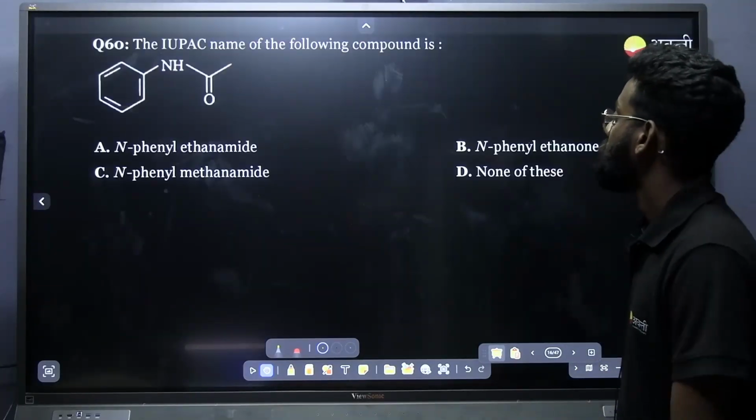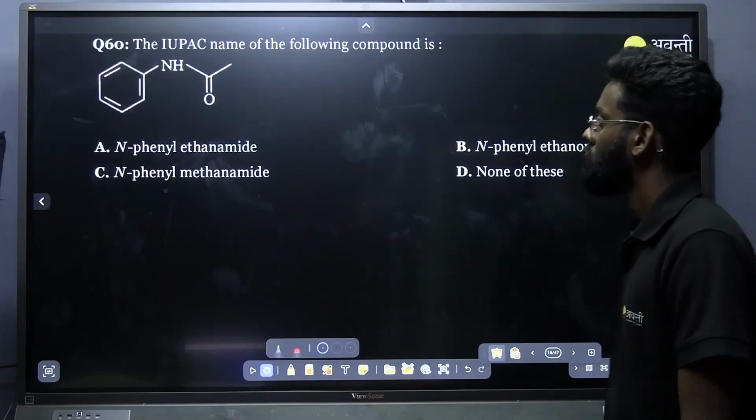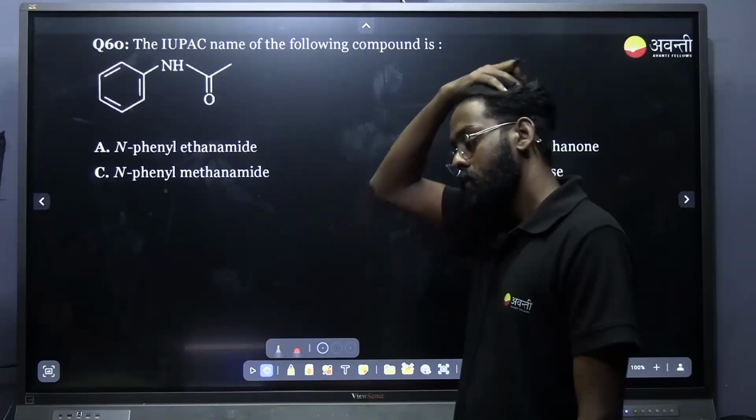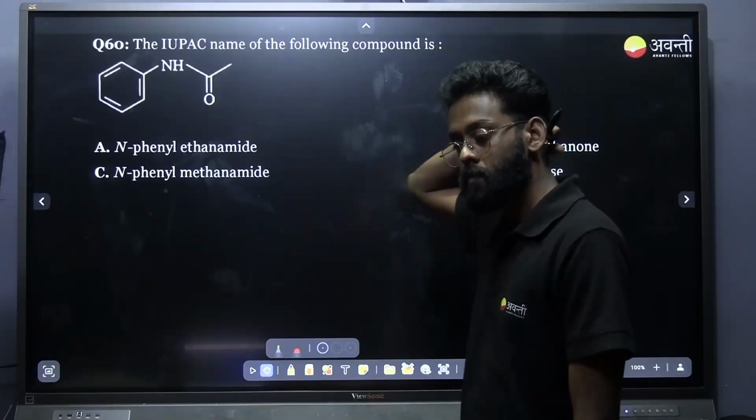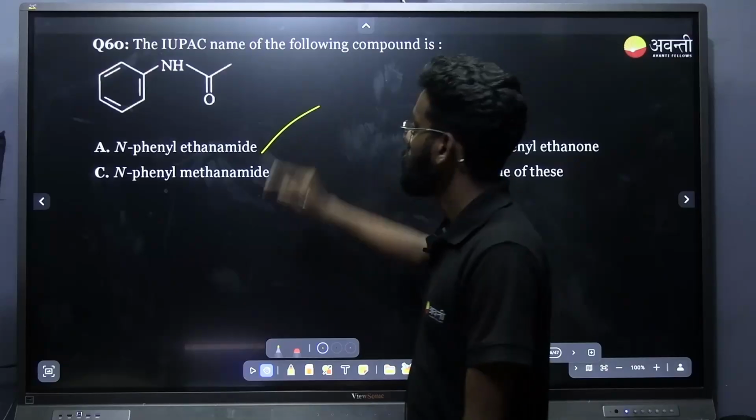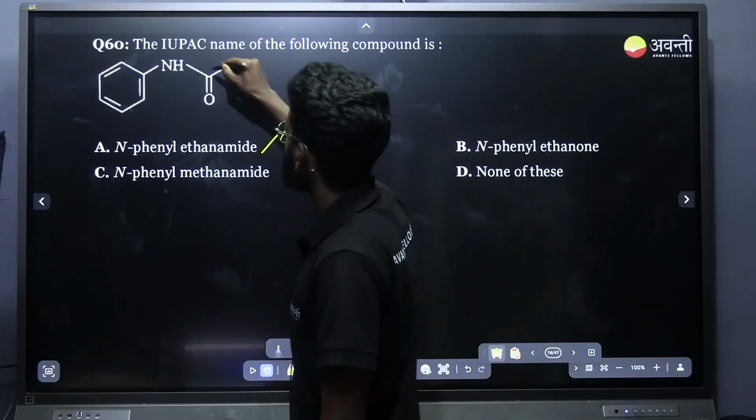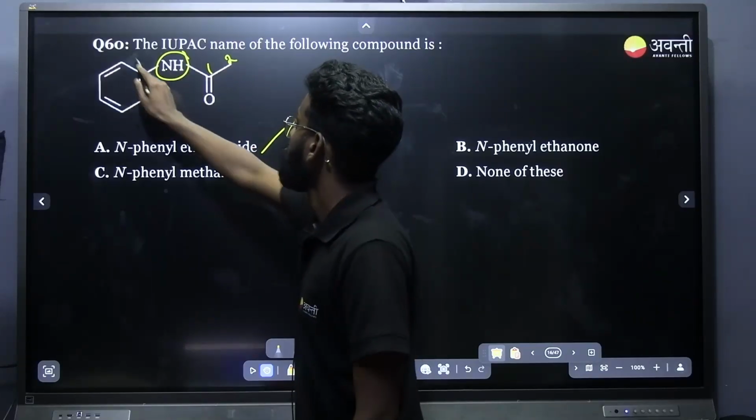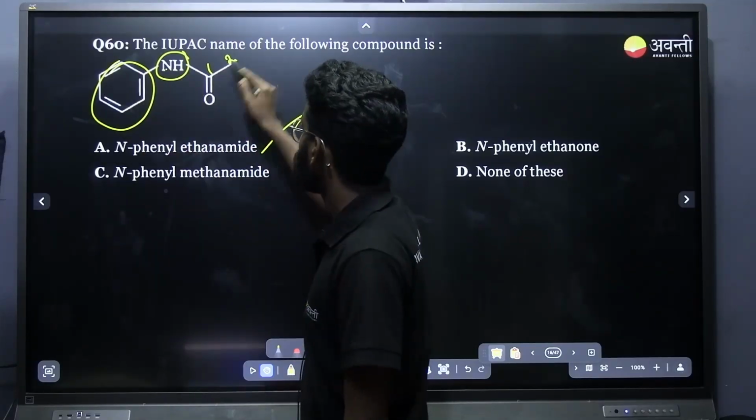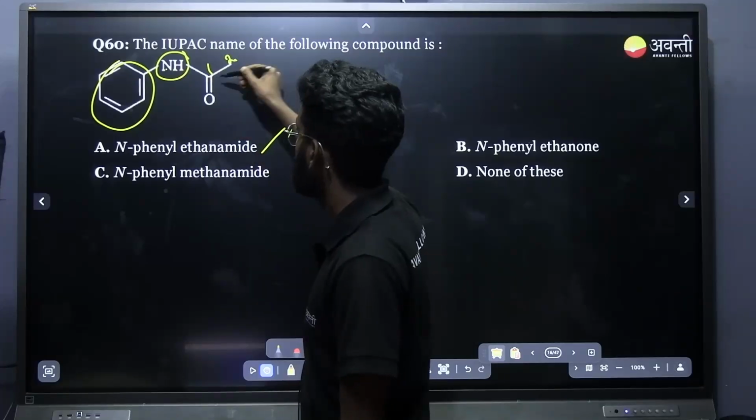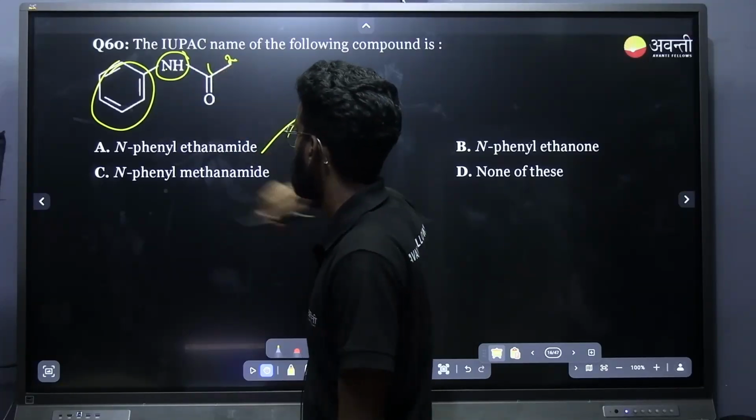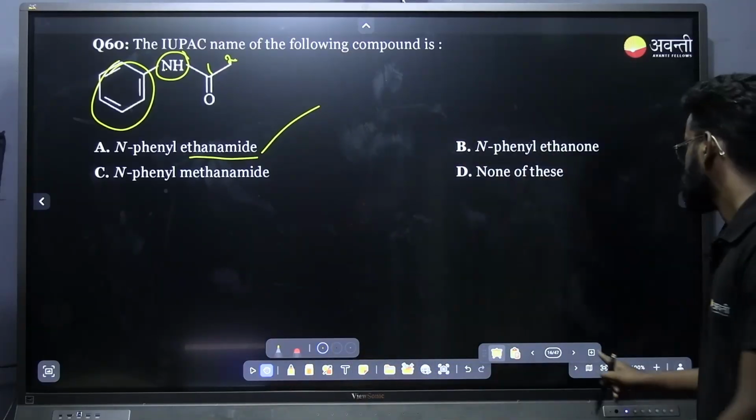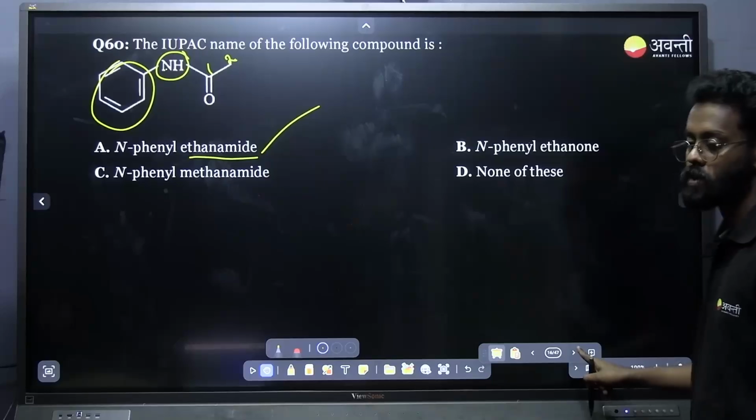IUPAC name of the following compound. I think it's an easy question. You all got the correct one. What's the answer? N-phenyl ethanamide. This is our main chain, 1, 2, and this is nitrogen. N-phenyl, then 2 carbons are there in the main chain, and this is an amide group, NHC double bond O. So ethanamide. That is the nomenclature part. Moving to the next question.